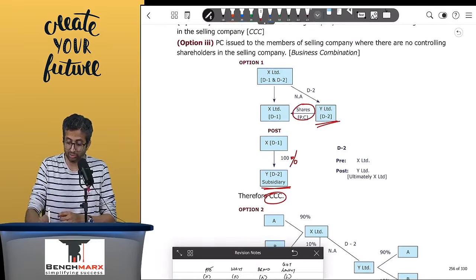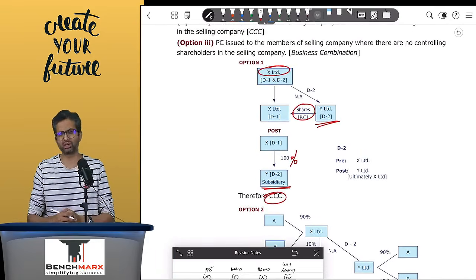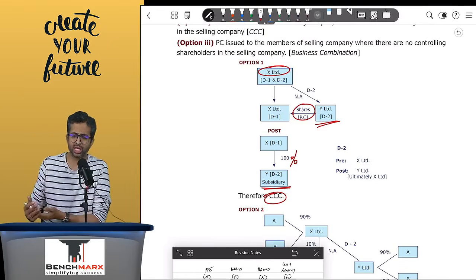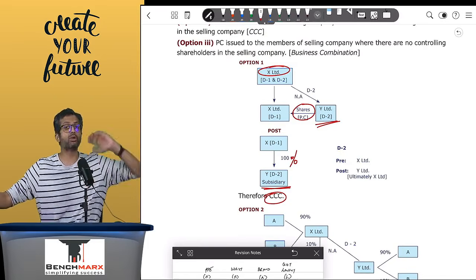Similarly, in the books of the selling company, X Limited, will you also pass entries? Yes. Well, X is de-recognizing the assets, so it will credit the assets. It will debit the liabilities.